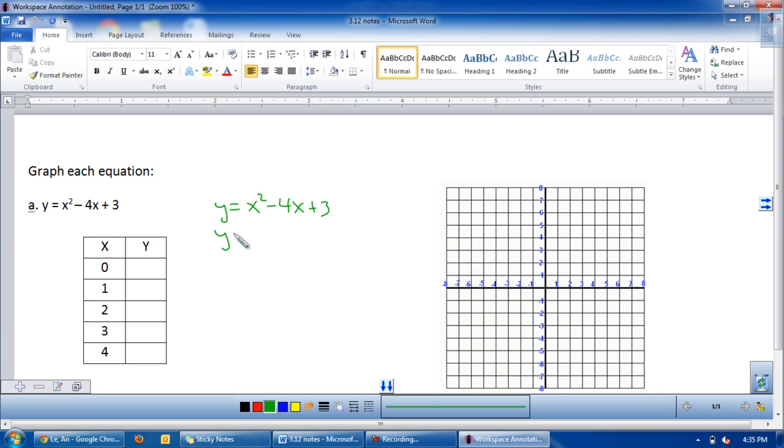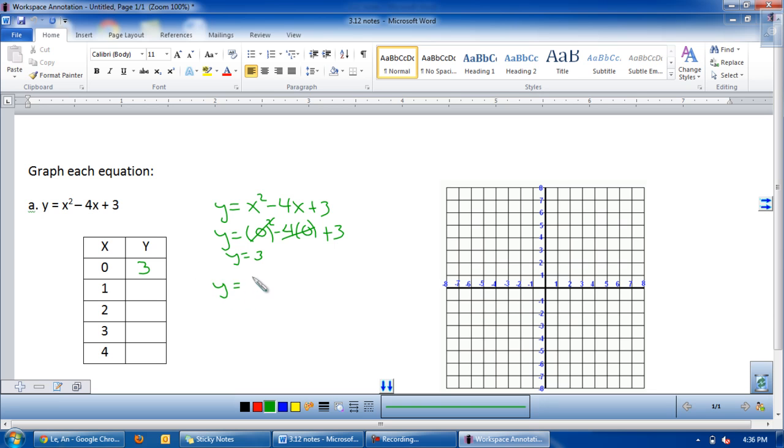Okay, we don't know what y is, but first we're going to use x equals 0. So we're going to put 0 squared minus 4 times 0 plus 3. Well, we know 0 squared means 0 times 0, which is equal to 0. We can ignore that. 4 times 0 is equal to 0, leaving us with 3, so we have y is equal to 3. Okay, so we write 3 here.